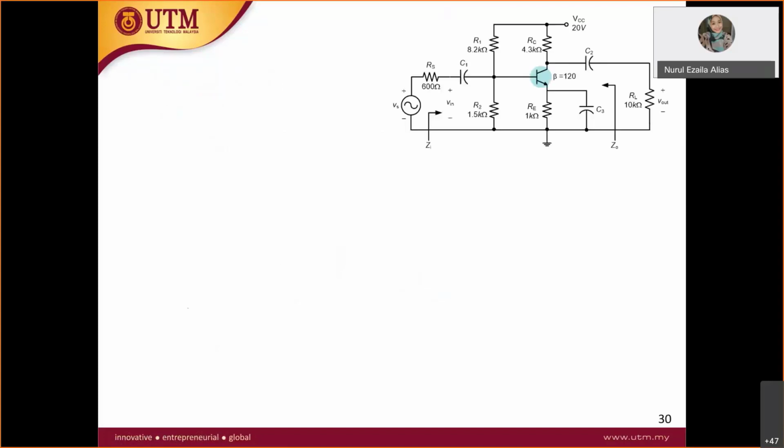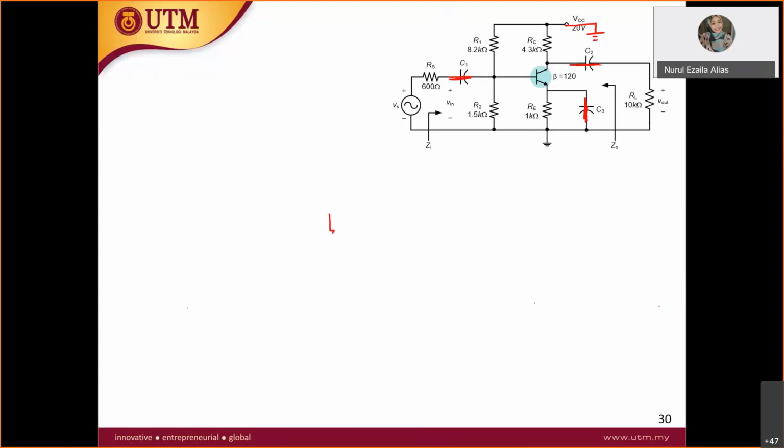Okay, so for this one, first thing is, can you see my circuit here? So all capacitors are short circuit, as you can see. And then VCC is also grounded. So VCC will be grounded. And then what you do next, as I said, is draw the hybrid pi model first. So if you draw your hybrid pi model like this, I will draw it at the center.